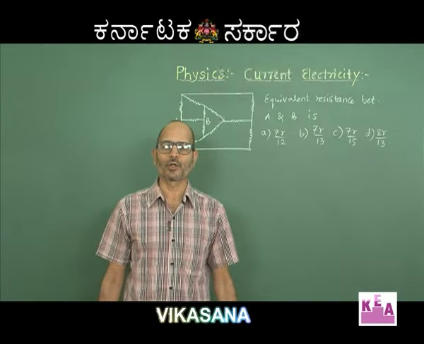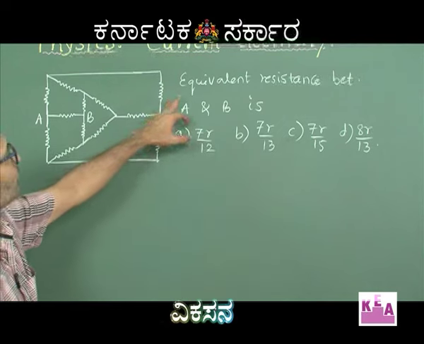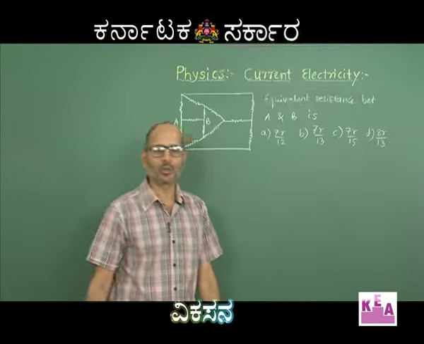So, one more network on finding of the equivalent resistance. It goes like this. See, find the equivalent resistance between A and B. Oh, but let me tell you one more thing.